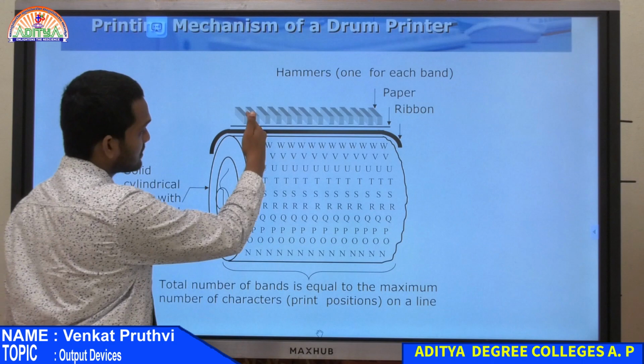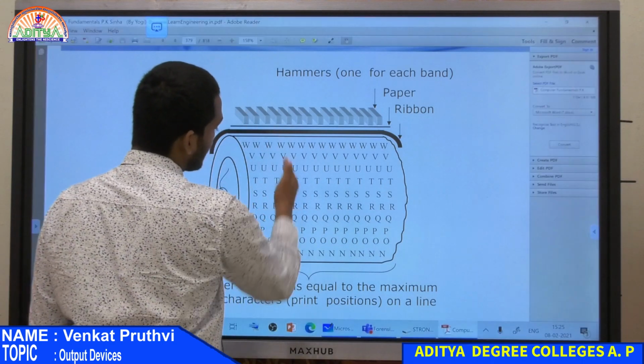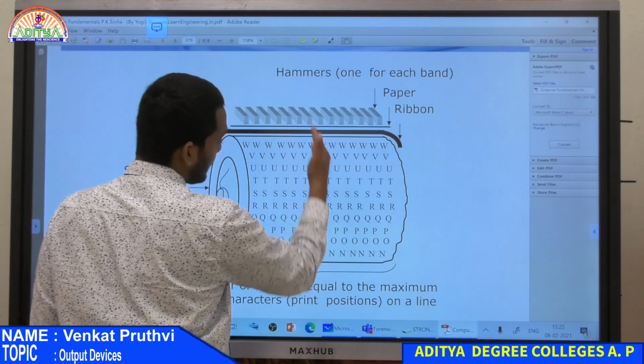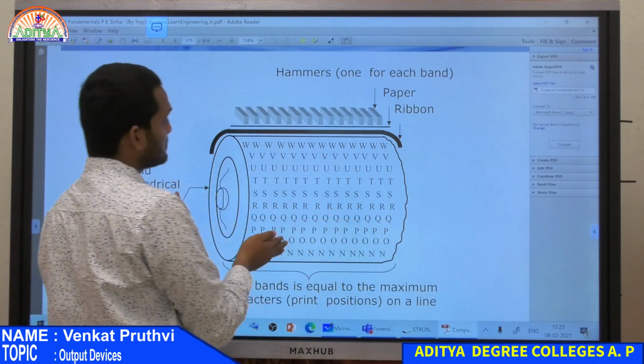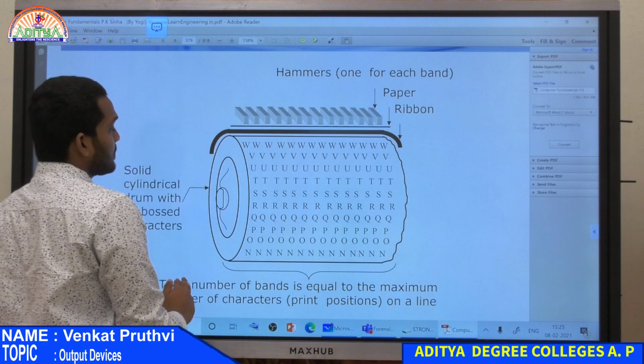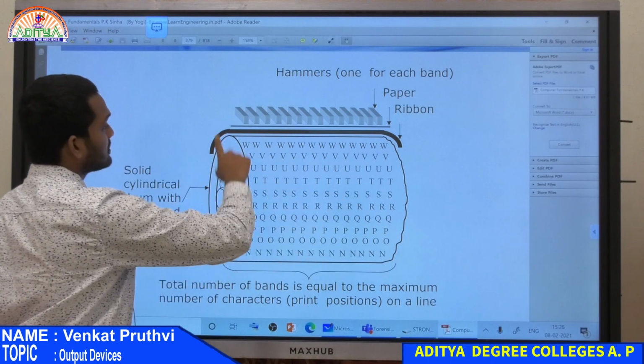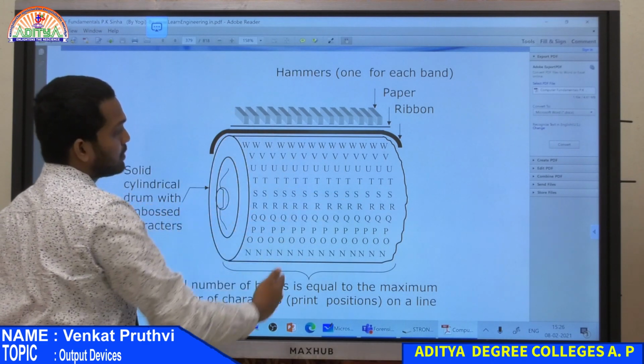This is a circular track, this is a circular track, this is also a circular track. Like that, we have different circular tracks available on this cylindrical drum. Just try to invert this image and see, you will understand. This is a cylindrical drum, and this cylindrical drum has circular tracks embossed on it.